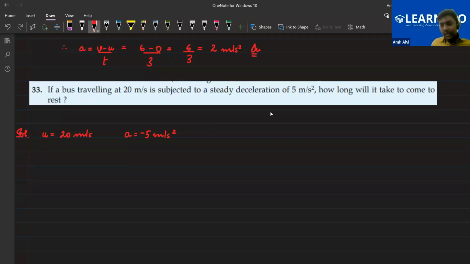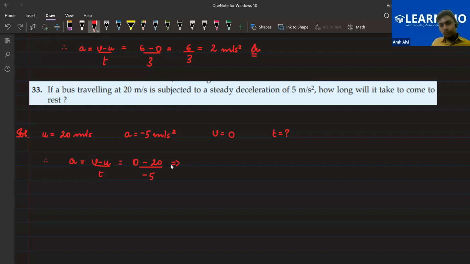So bacho, please tell me, when a body comes to rest, what will be the velocity associated with the bus? Zero. So your final velocity will be 0. Clear? Okay. So now a is equal to v minus u by t, and v is already 0, minus, and we need to find the t here. Minus of 20 divided by minus of 5, right?